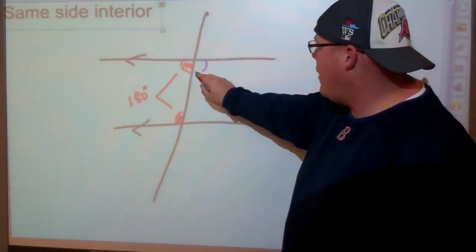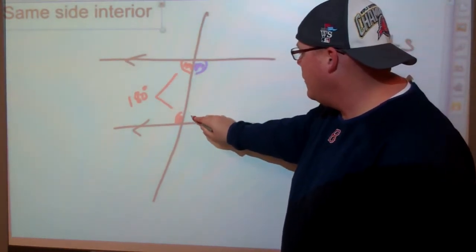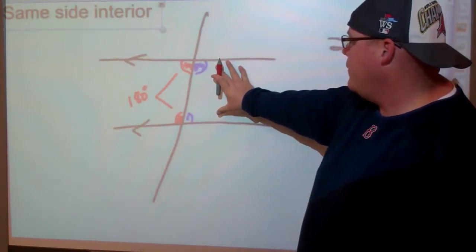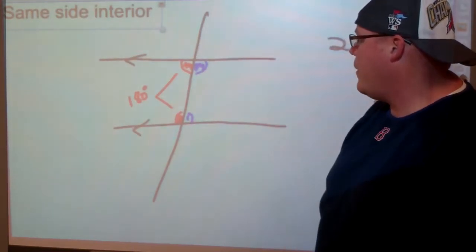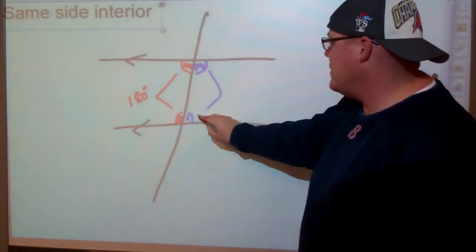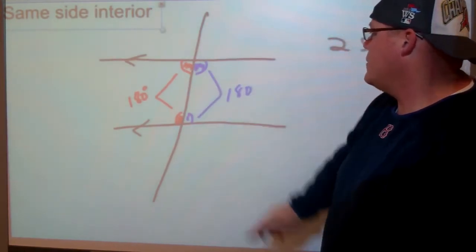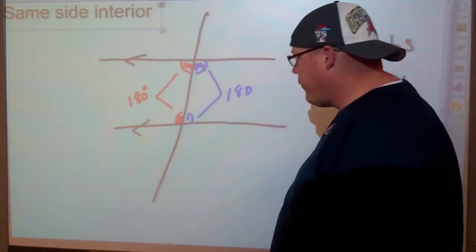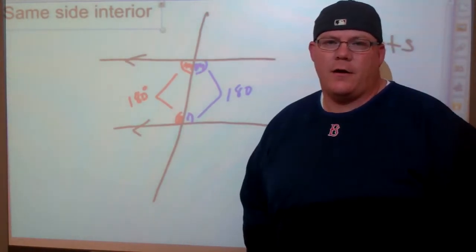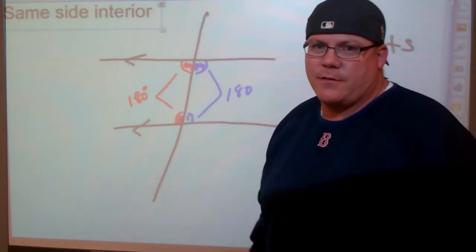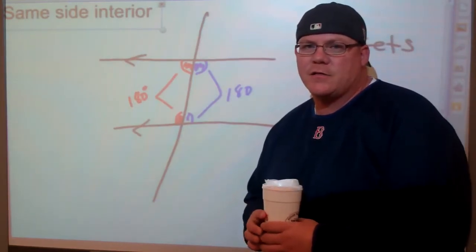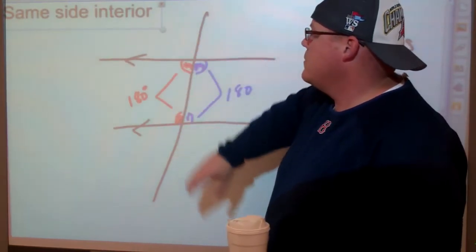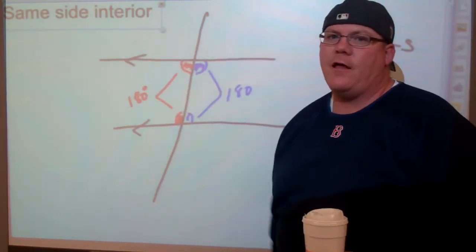The other one is on the other side of the transversal. Same side of the transversal, interior of the parallel lines. Again, these two are also going to add up to 180 degrees. Those are the 4 postulates, or the 4 theorems on the angle relationships. Now I'm going to show you how to find x. If we're given one of these angles, how we can use the theorems to find the other angles.